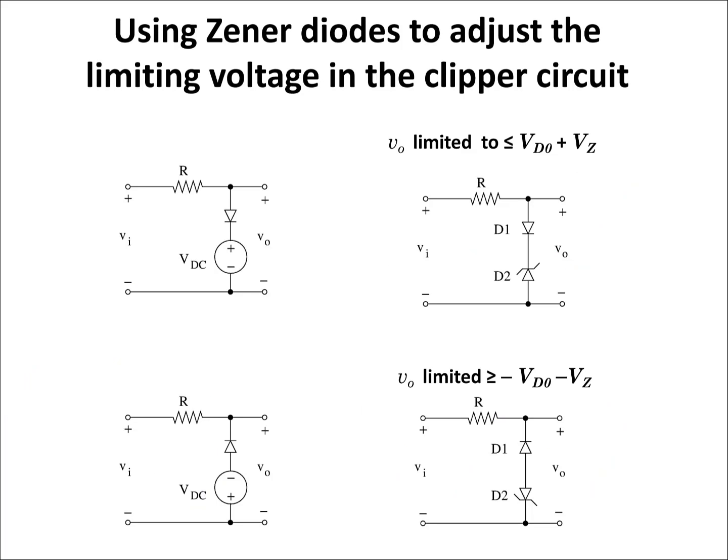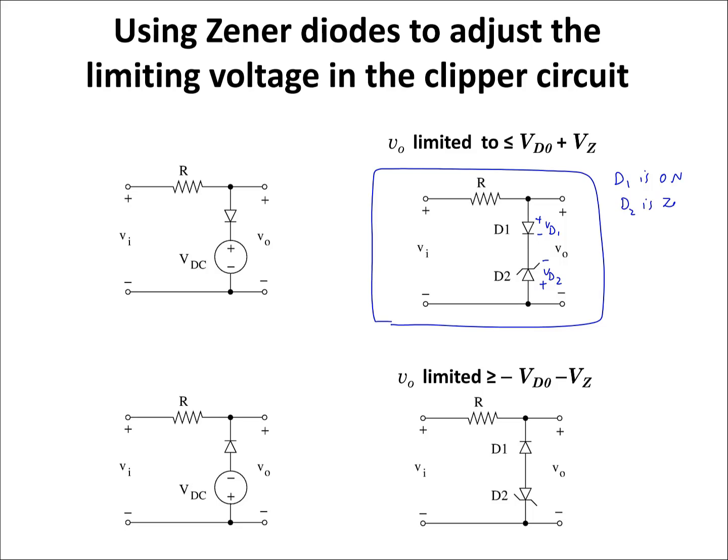We can adjust this limiting voltage using a Zener diode instead of a DC voltage source. As you can see in this circuit configuration, when D1 is on and D2 is in the Zener region, the output is going to be limited to VD0 plus VZ. If I label this one as VD and this one as VD1 and this one as VD2, when D1 is on and D2 is in the Zener region, then VD1 is going to be equal to VD0 and VD2 is going to be equal to negative VZ.